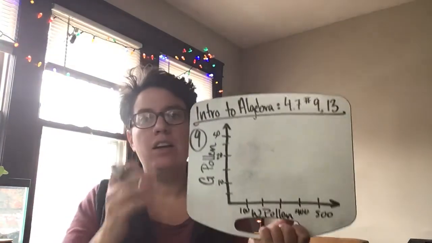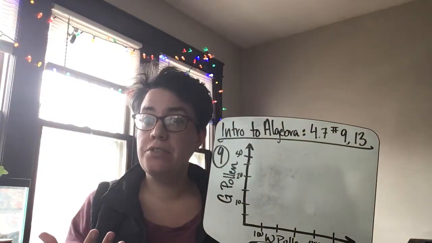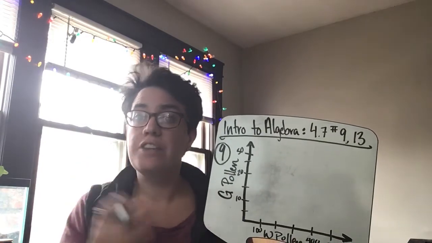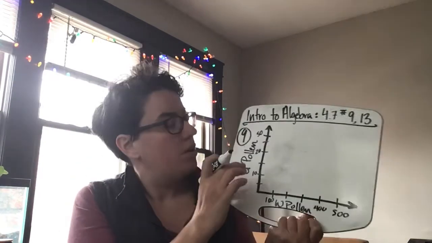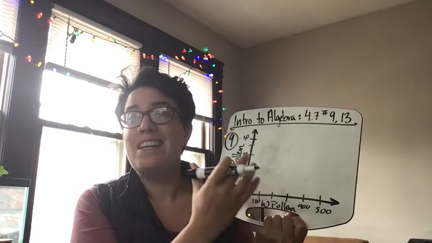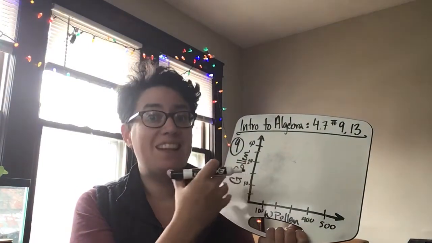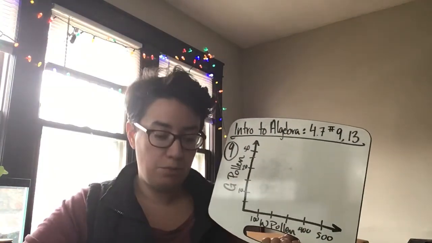So 9 asks you to make a scatter plot using the data in this table and then talk about the correlation. So first thing you want to do is that if you're stuck on these, you can look at the back of the book and that might help you lay out your X and Y grid.